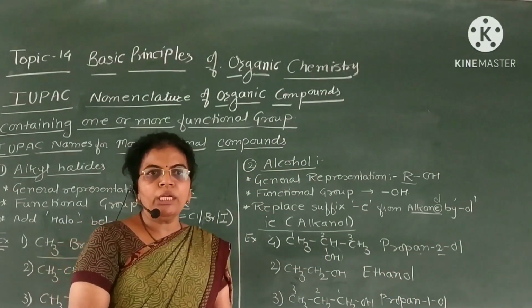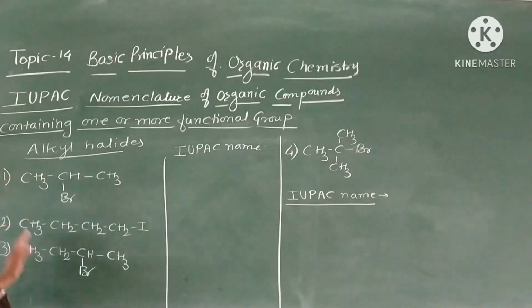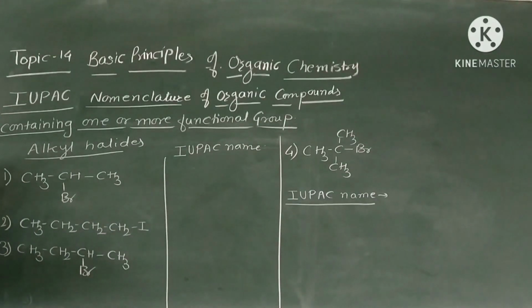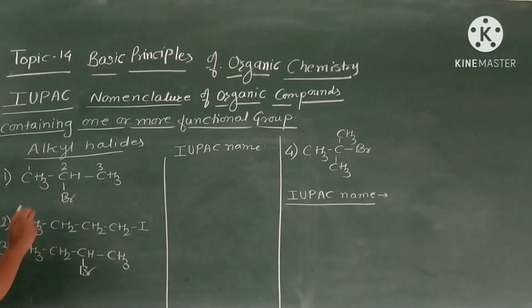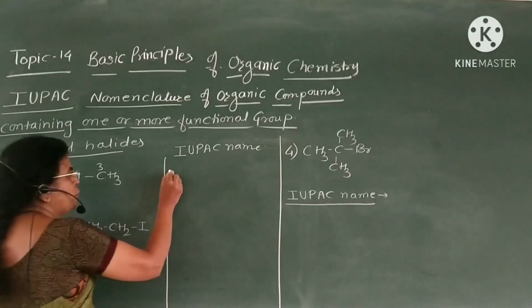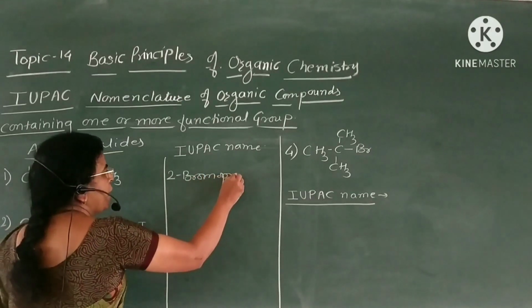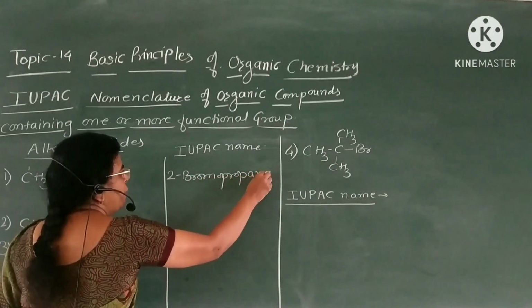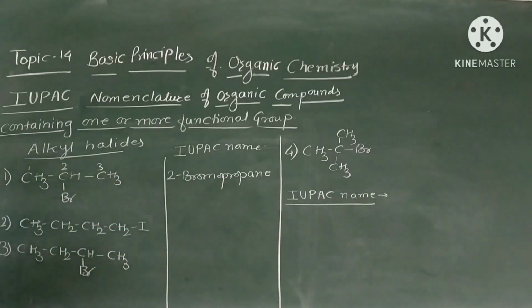Now we are going to see some examples of alkyl halides. Now look here. This is the first example, CH3CHBrCH3. Here there are three carbon atoms, 1, 2, 3. At the 2 position there is bromine, therefore it becomes 2-bromo-propane. There are 3 carbon atoms, therefore the parent alkane becomes propane, and the name of this compound becomes 2-bromo-propane.